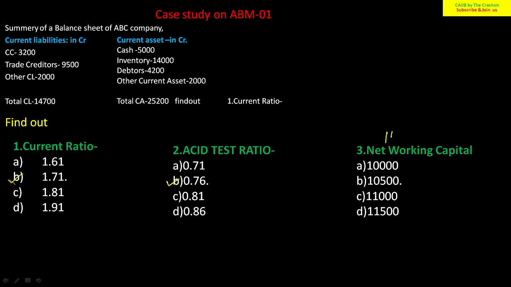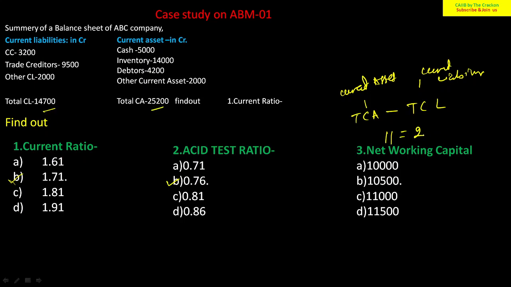So what is the formula for the net working capital? Net working capital formula is total current asset minus total current liability. So TCA is current asset and this is current liability. You should take some seconds to answer this, right? Total current asset how much is given? Here is the total current asset, here is total current liability.